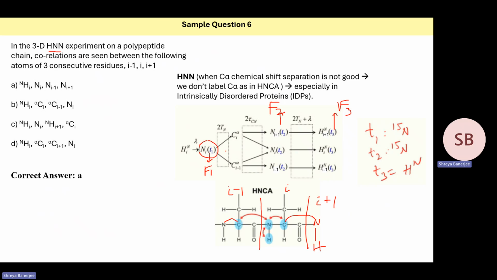You are not detecting any carbons. You can see that in the carbon channel, there is no time axis. So all these 3 options get cancelled out because there is carbon, and your correct answer is option A.